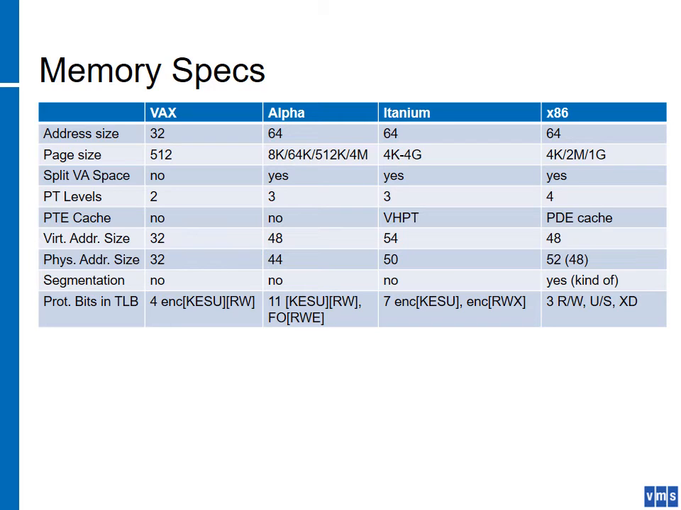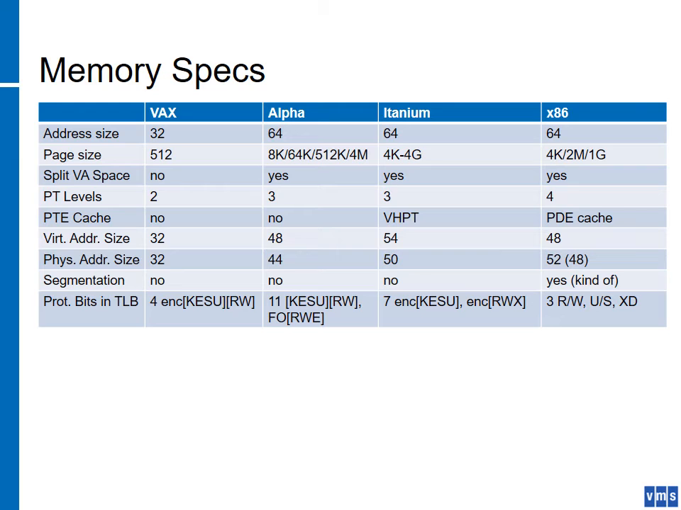And also like Alpha and Itanium, but unlike the VAX, it has a split virtual address space, which means that not all of the bits in the address size are implemented. So not all of those 64 bits are actually implemented. On Alpha, 48 of those bits were implemented, on Itanium 54 bits, and on x86 48 bits. So that means that you have addresses that are not valid. If you take the entire 64-bit virtual address space, there's a number of addresses at the bottom that are valid, there are a number of addresses at the top that are valid, and everything in between is an invalid or non-canonical address. So a valid address starts either with 000 or with FFF.